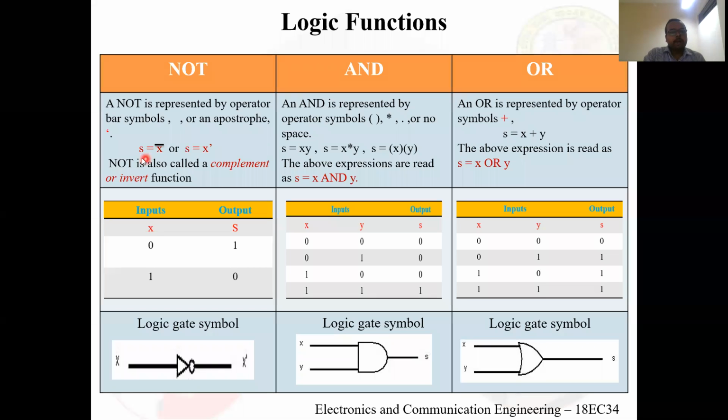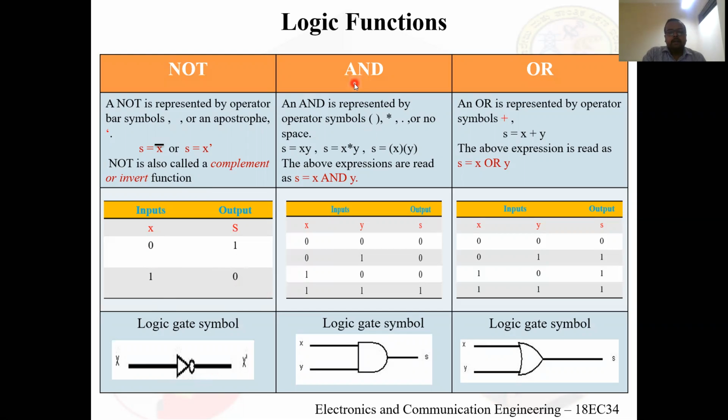NOT is represented here as S is equal to X bar. S and X are two binary variables. S is the output binary variable, X is the input binary variable. S is nothing but X bar. It means that S is equal to the complement of X here, right? And this complement is represented by a bar, or it is represented by a prime symbol. NOT is called a complement or inverter function. The truth table is given here. If the input is 0, the output is 1. If the input is 1, the output is 0. And the logic gate symbol for the NOT gate is shown here.